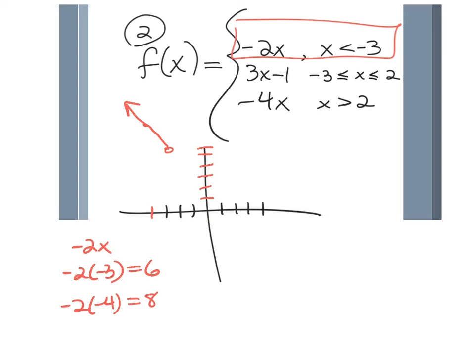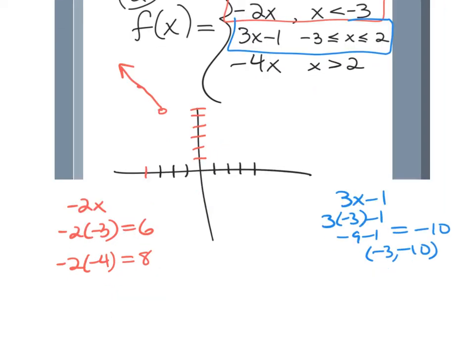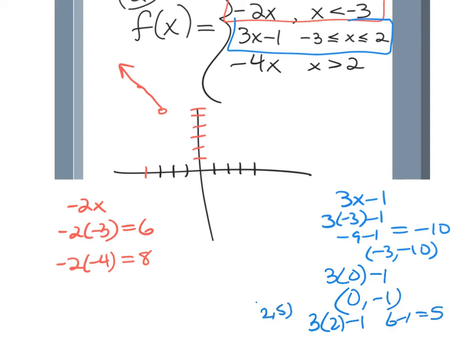Then the next one, this middle one, the x's I'm going to plug into the middle one could be, I'm going to do -3 for sure. And I get -9 minus 1. I get -10. So the ordered pair -3, -10. I could plug one in the middle. I could plug in 0. And get 0, comma, -1. And then I'm also going to plug in 2. So 3 times 2 minus 1, 6 minus 1 is 5. So 2, comma, 5. So let's go ahead and graph these 3 ordered pairs.